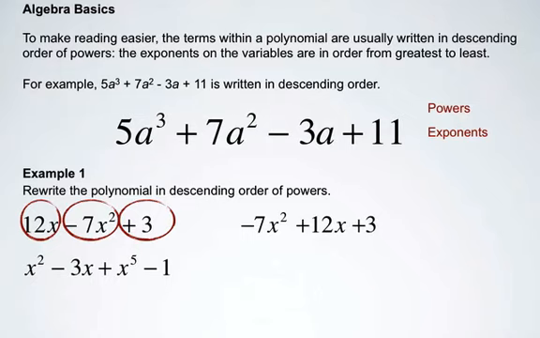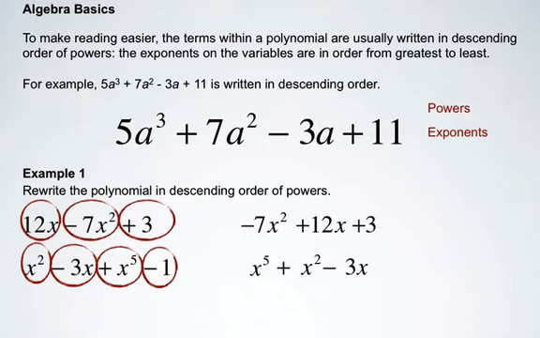x squared minus 3x plus x to the 5th minus 1. x to the 5th is positive and first. x squared is the next biggest, and at 2 it's positive. 3x is the next one, and it's negative. And then the constant goes at the end, negative 1.